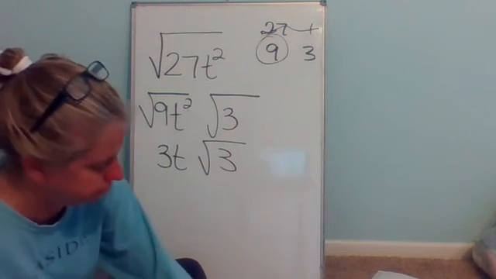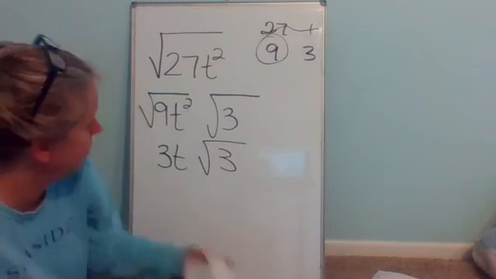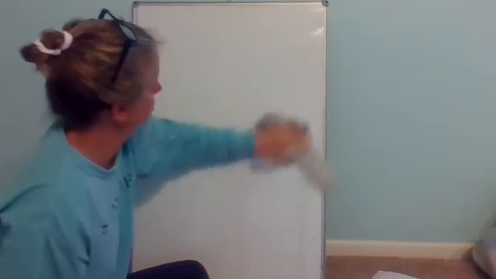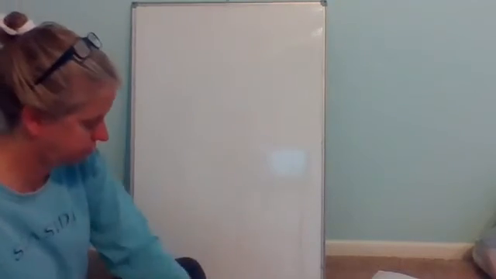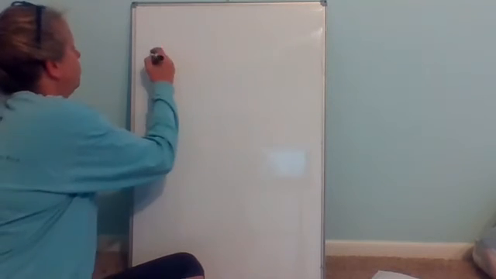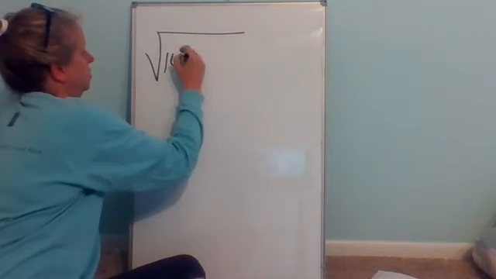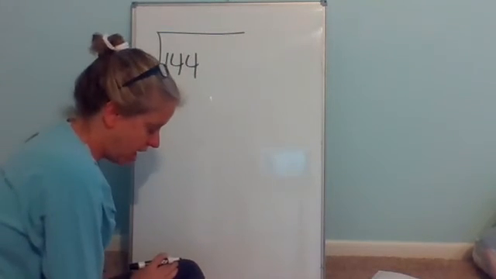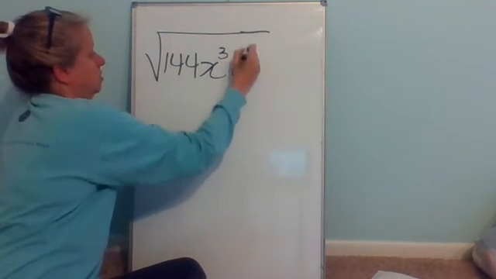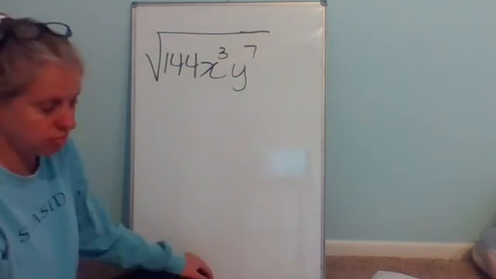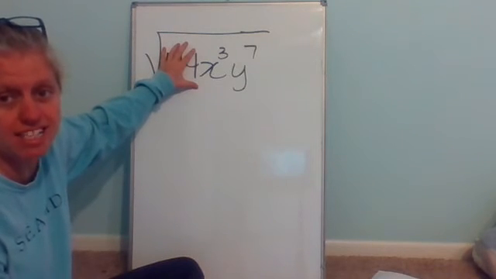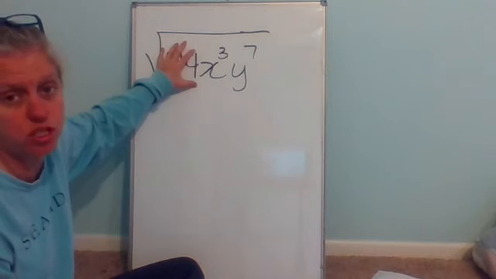Right? 2 more. The square root of 144, x to the 3rd, y to the 7th. Now, 144 is a perfect square, right? It is in that list. The square root of 144 is 12.